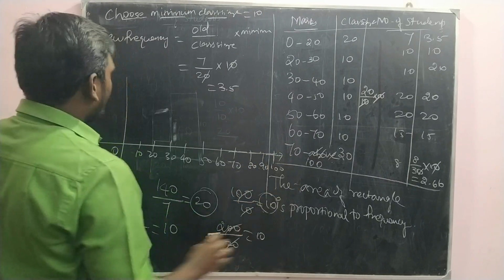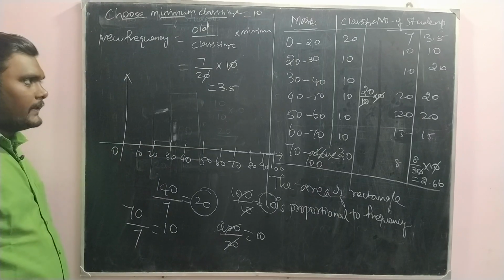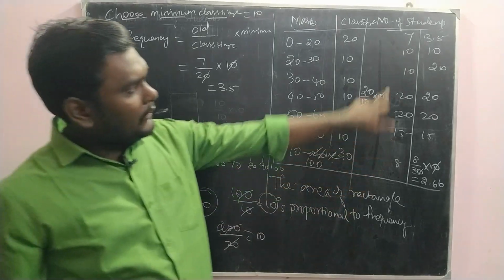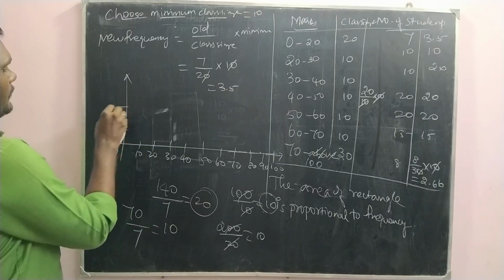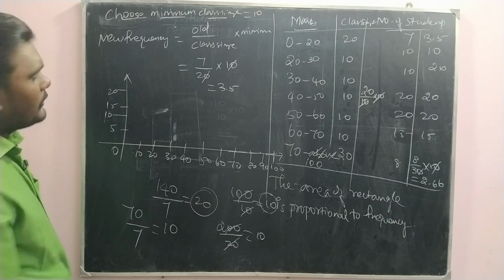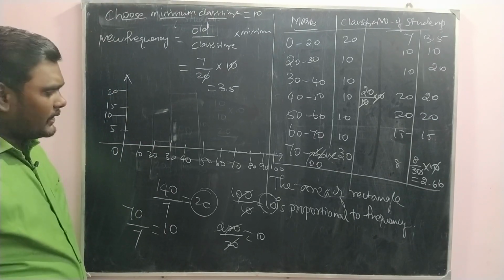What could be the scale? Can anyone say? Scale on the x-axis, how much can we take? Look at the frequencies. After that we can decide. 5, 10, 15, 20 is the maximum frequency. Or else you can write 1, 2, 3, 4 also. Not a problem. We have a big graph sheet.